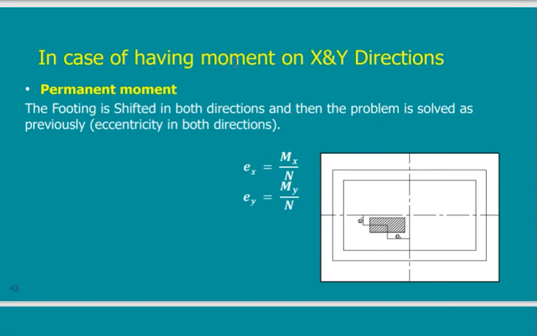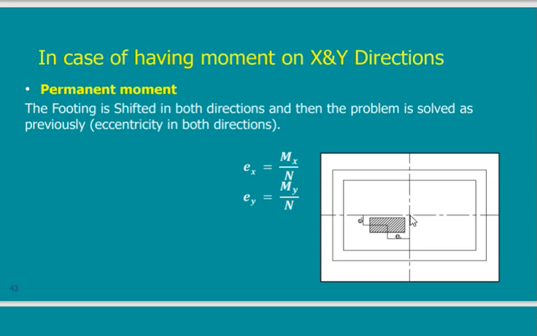This is the case that I was discussing with you. Suppose I have moment in X and Y direction. This is what I wanted to calculate. I will just calculate the eccentricity due to Mx, which is Mx divided by the normal force, and I will calculate the eccentricity due to My, which is My divided by the normal force. So I have now two eccentricities. I need to shift the column twice, one with ex and one with ey.